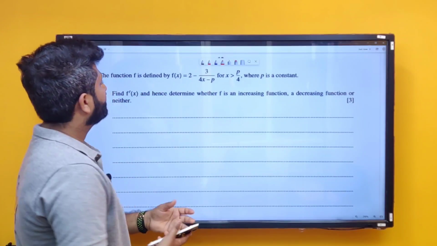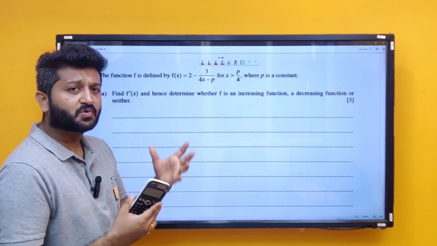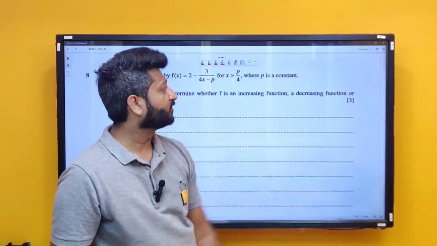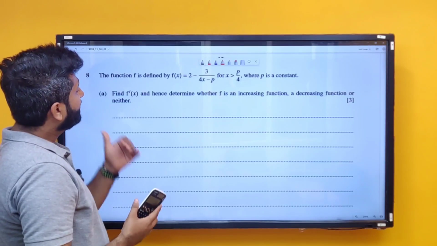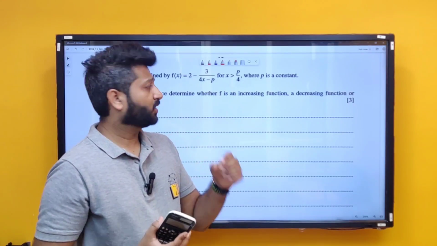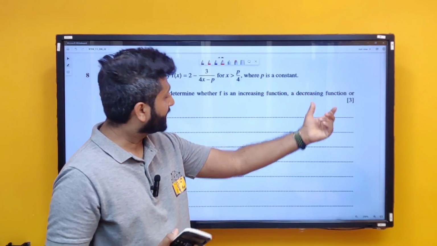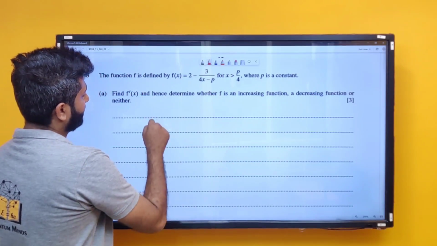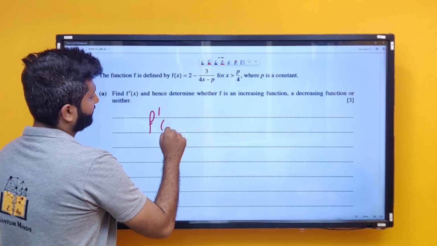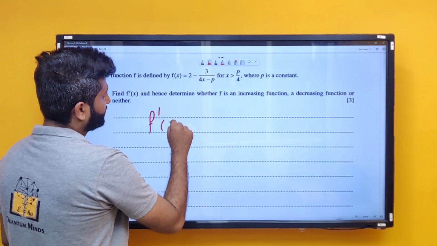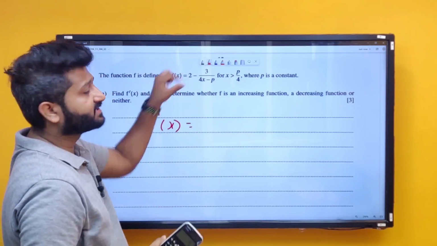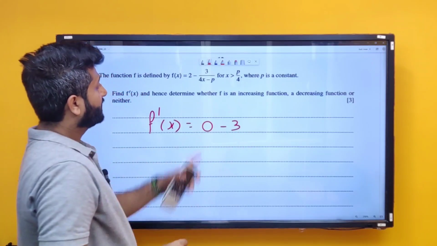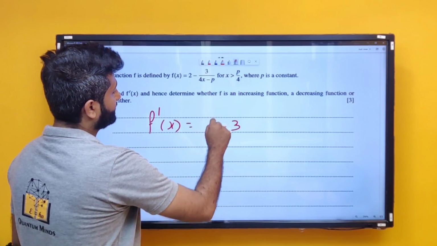The function f is defined by f of x equals 2 minus 3 upon 4x minus p, where x is more than p by 4. Find f dash of x and determine whether this function is increasing, decreasing, or neither. So let us find f dash of x. The differentiation of 2 is 0, right? So 0 minus 3.